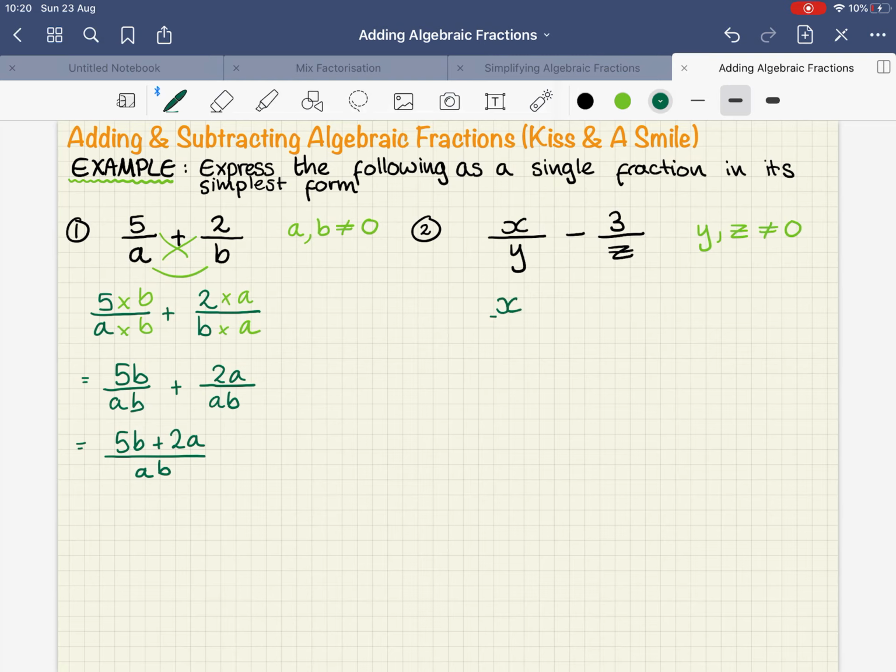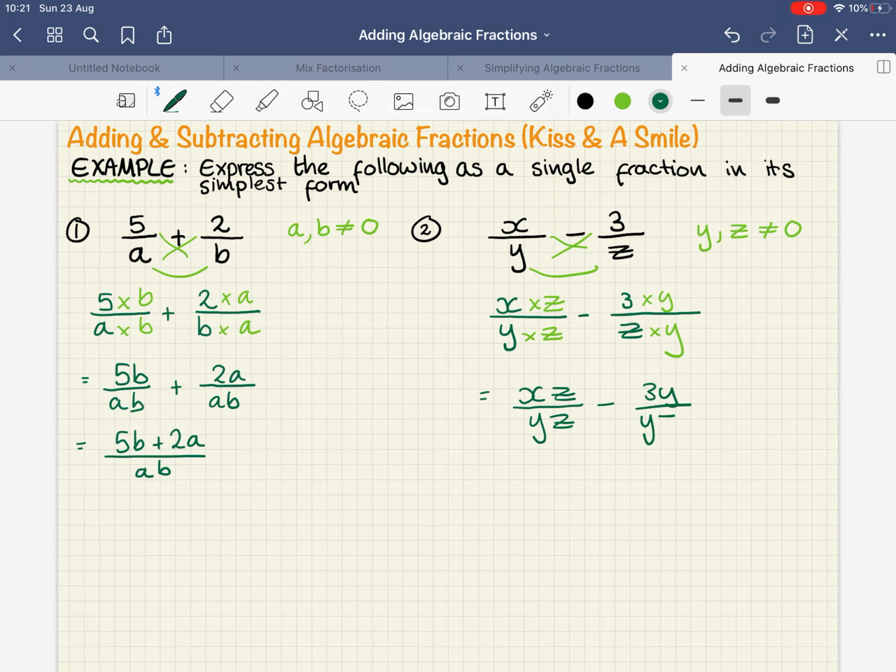So same idea over here, just extending that line. So I'm doing x times z, 3 times y, then multiply my bottoms together. And so I'm just going to neaten it up quickly. So I've now got xz over yz, take away 3y over, and again I'm just going to swap that around so it's the same. And then just take away the tops, and once again I can't collect any like terms, so I just leave it like so.